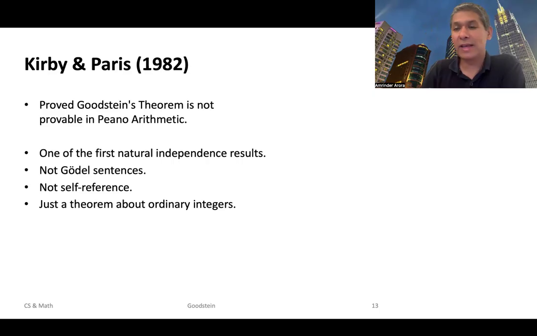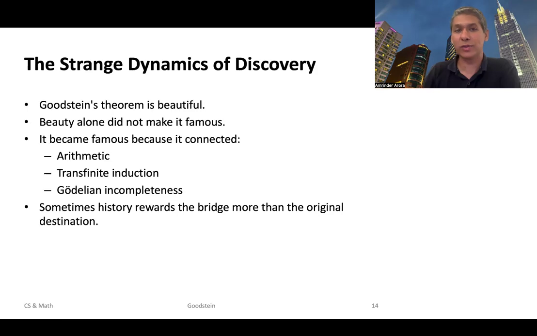Now, if you notice, this is 1982. Goodstein passes away in 1985. So this is merely 3 years prior to his passing, that this work brought attention back to Goodstein's work. And these are the strange dynamics of discovery. That the theorem is beautiful, but sometimes, even though it's a beautiful theorem, it did not become famous. It became famous once it connected arithmetic, the concept of transfinite induction, which is what's used to show that this is not provable in PA, in Peano Arithmetic, and connected to Gödel's incompleteness, even though it has nothing to do with self-referential. And sometimes the history will reward this particular bridge more than the construction itself.